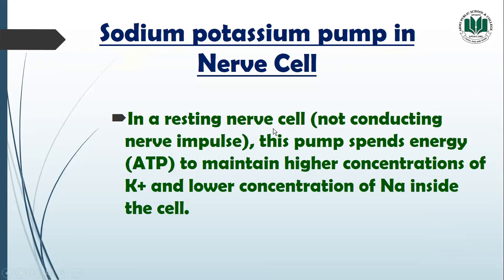In a resting nerve cell, I am telling you that we are taking an example of a neuron which is at rest. So in a resting nerve cell, not conducting a nerve impulse, which is not conducting a nerve impulse, with no message passing through it, this pump spends energy, ATP, to maintain a higher concentration of potassium and a lower concentration of sodium inside the cell. Now, what is the duty of this pump?